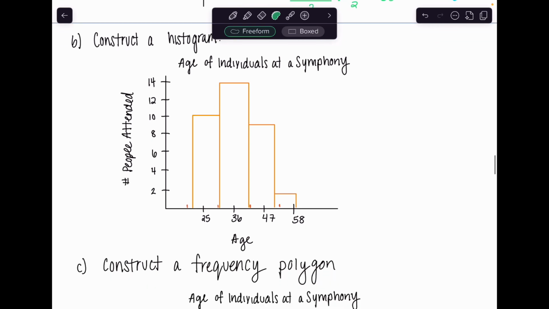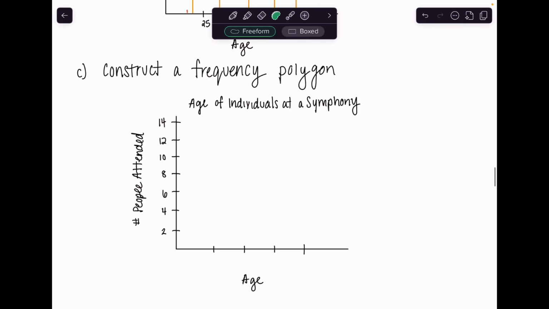If I want to do a frequency polygon, we do exactly the same thing. Again, you could put the ranges at the bottom, but I'm just going to use that midpoint or that class mark. And instead of drawing a bar for each of these, I'm just going to put a dot where that belongs. So my age of 25 as my class mark, that group had 10 people. The next group had 14. Then we had 9, and then finally down to 2. And so all I do is connect those dots to make that frequency polygon.